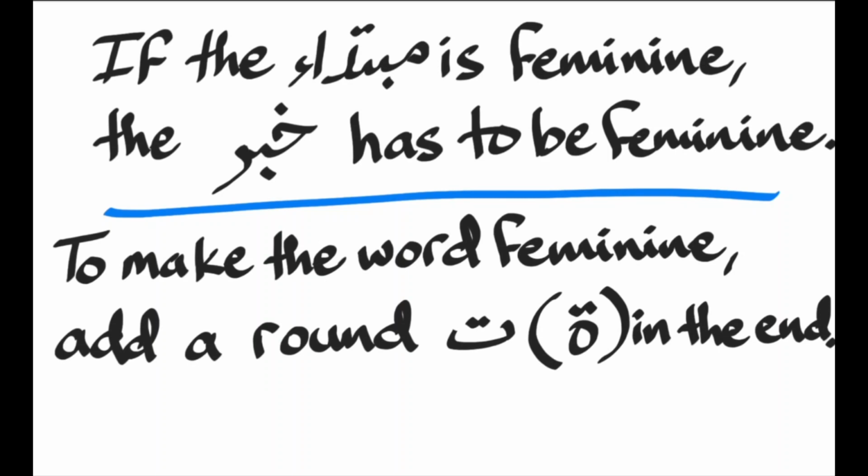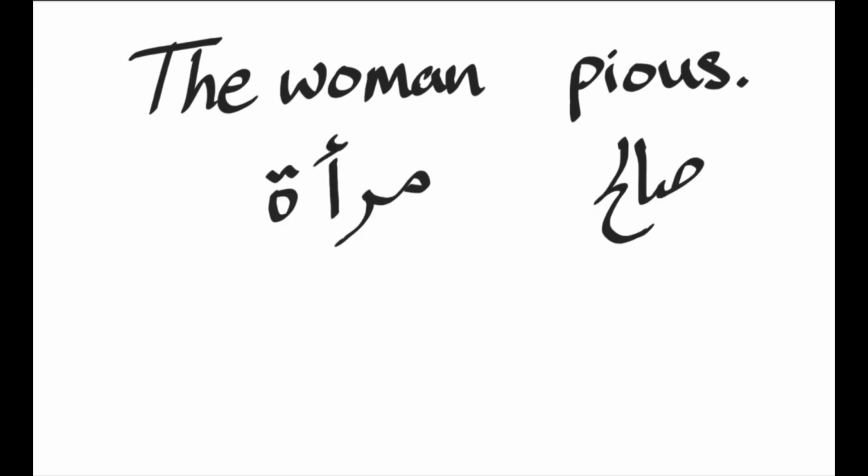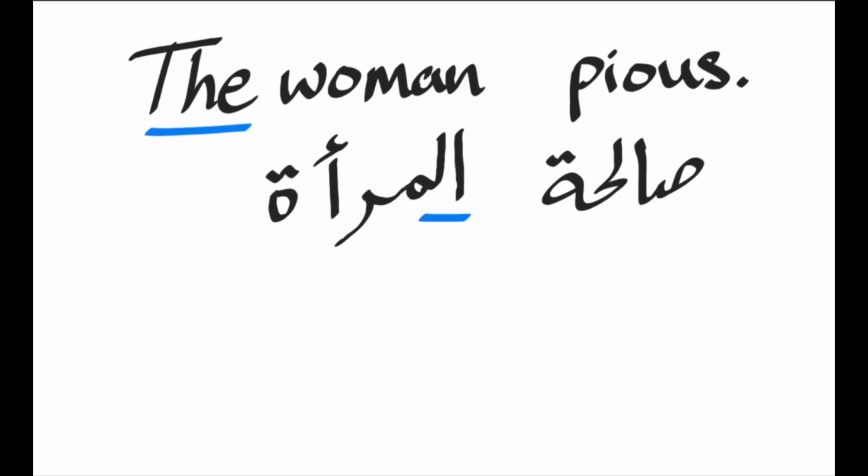For example, let's say you want to say the woman is pious in Arabic. What are you going to do? The first thing you're going to do is translate the word, add an alif lam to the mar'ah, which means woman, and finally add the round ta to the end of salih. In the end, you put the 2 dhammas on the last letters of both the words. Well, not both the words, only salihatun, because there's no alif lam.